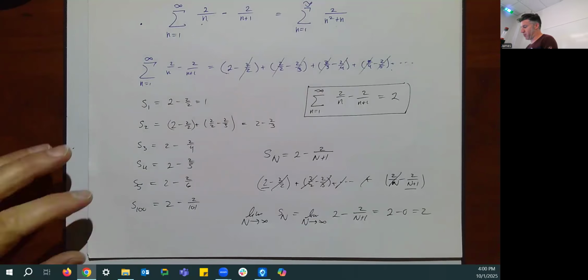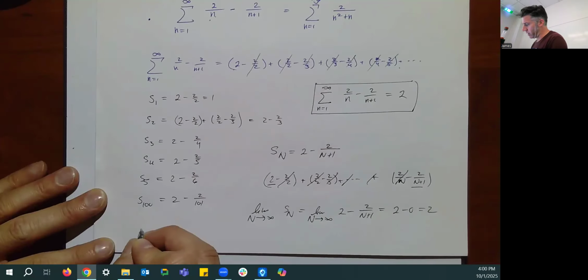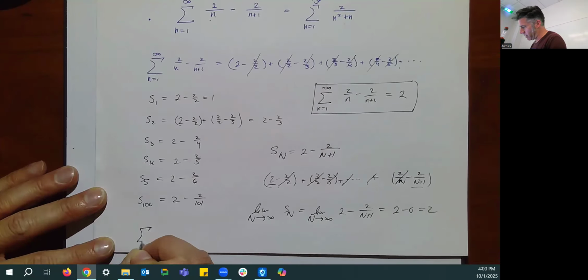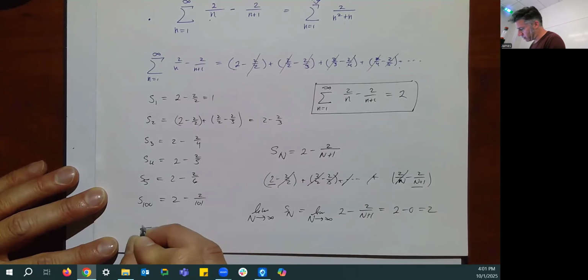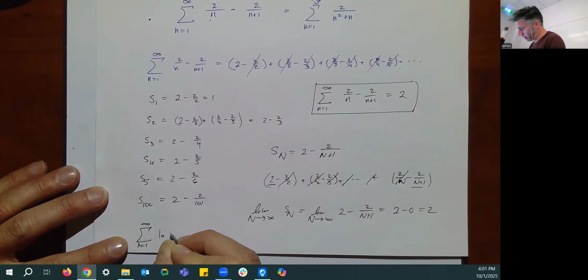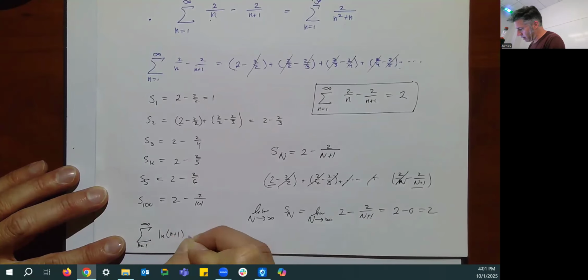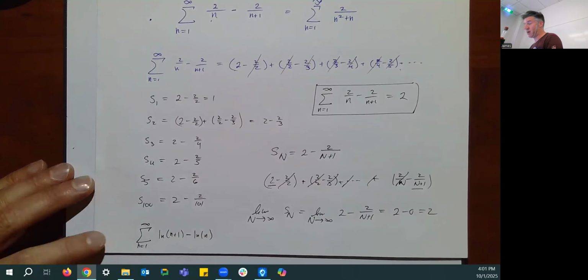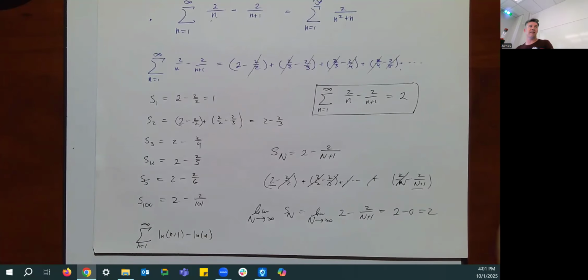I won't do this one, but I'll point out that you on your own should try to justify to yourself why the sum from n equals 1 to infinity of the natural log of n plus 1 minus the natural log of n is also a telescoping sum like this, but that one's going to diverge. We'll talk about it on Friday.